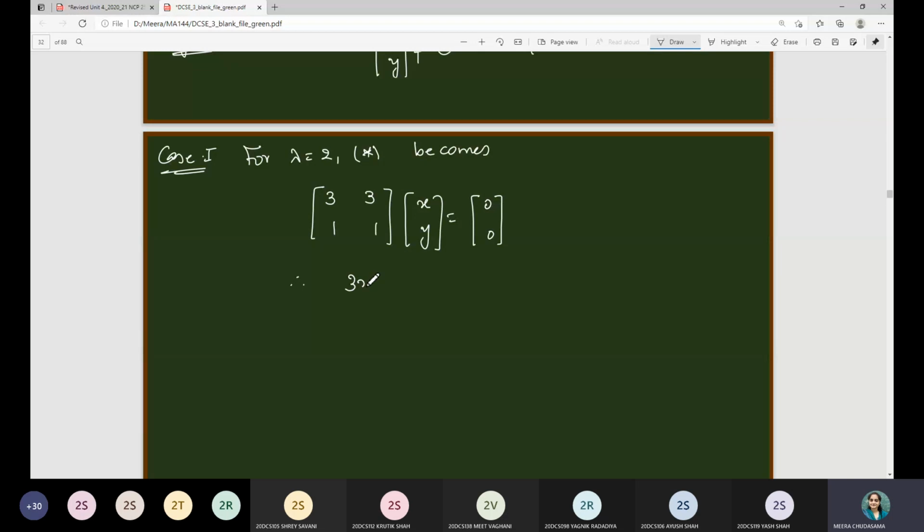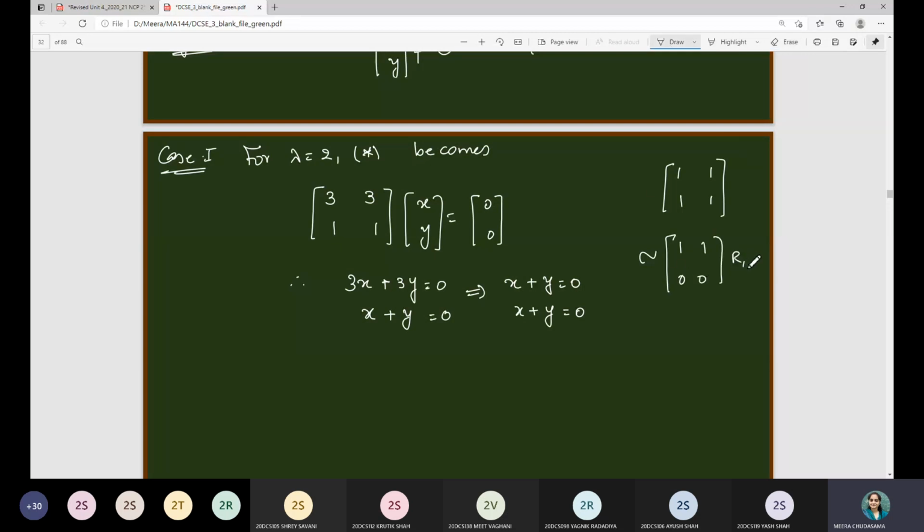So therefore I can write 3x plus 3y is equal to 0, which, if I take 3 common, is x plus y is equal to 0. The second equation is x plus y is equal to 0, which is the same as this one also. Either you can solve it through the simultaneous equation method, or if you represent its augmented matrix, then this can be easily converted to the row echelon form as 1 1 0 0 by just performing one operation, R2 minus R1.